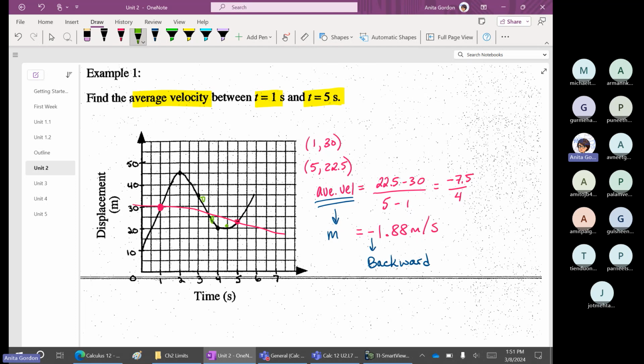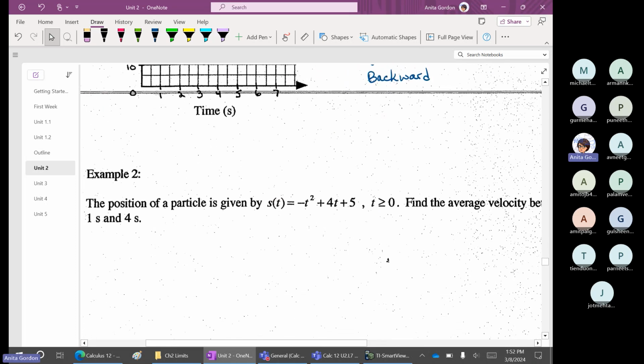We're going to bring this point closer and closer and closer. And as we get close to the point of interest, what are we going to find? The instantaneous velocity. Yes. So that's kind of where we're going. We start with a secant line, 2 points, and as we get closer, so as we find the limit, that will give us instantaneous velocity. If we don't find the limit, then we're looking at average velocity between the 2 times. So let's look at the second example.